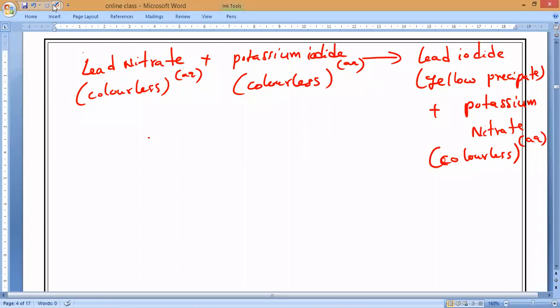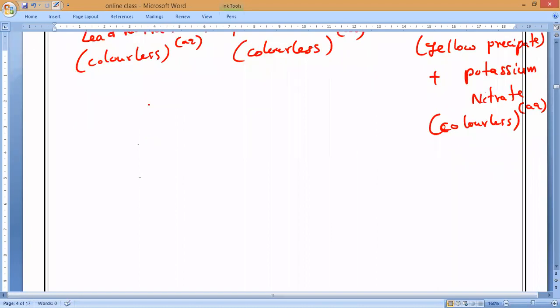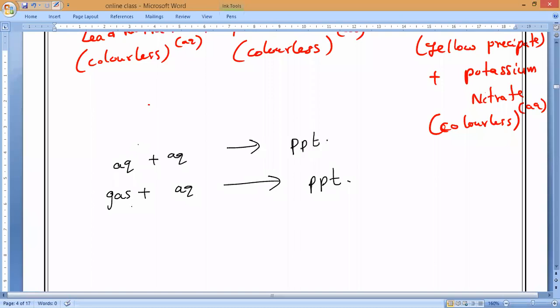Shall we make one more example? That is one aqueous state and one gaseous state. As I told you, if a gas reacts with an aqueous solution, then also it will form a PPT. Do you understand, everybody? This is the second one. The first one is both aqueous state, then they will form PPT, or one gas. Now for this, we will write the example.